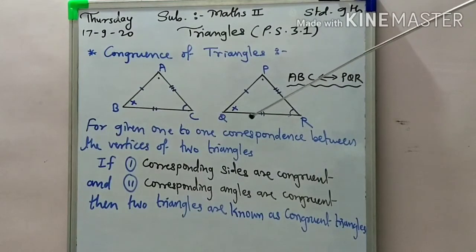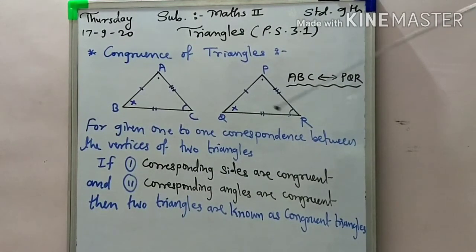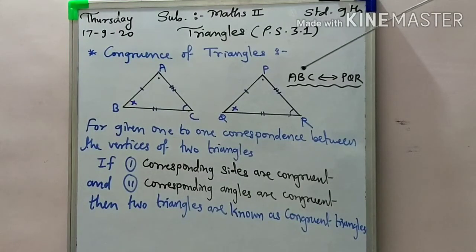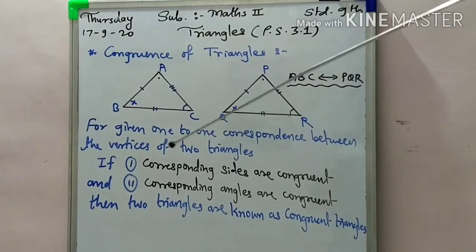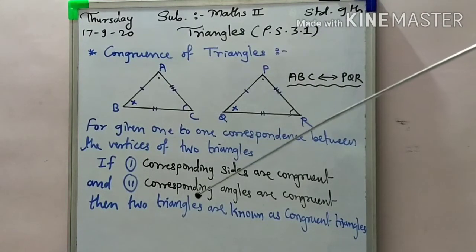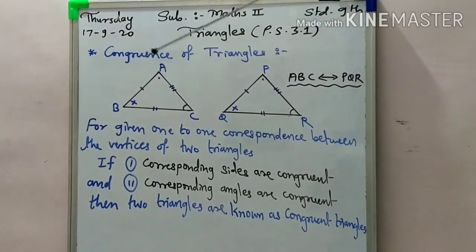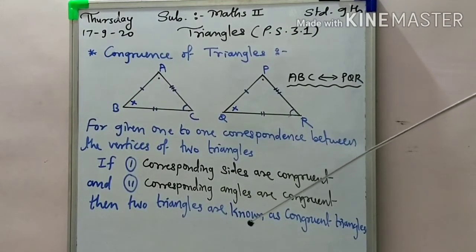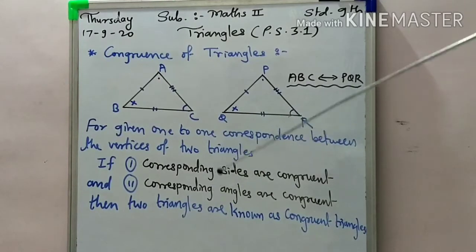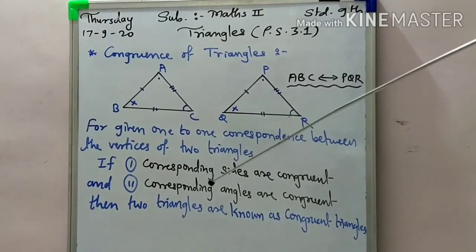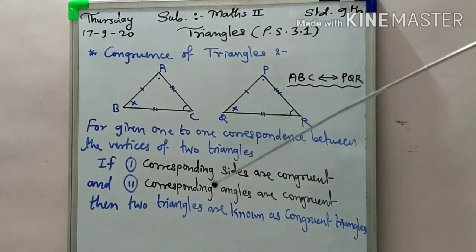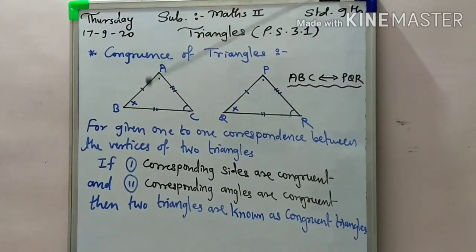So there are 6 ways to show this one-to-one correspondence. For any one of these one-to-one correspondences between the vertices of the given two triangles, if I take one triangle and fix it upon the other and the sides and angles match exactly, then the two triangles are congruent triangles. So we have these two conditions, and if they are verified, then we can say the given two triangles are congruent triangles.